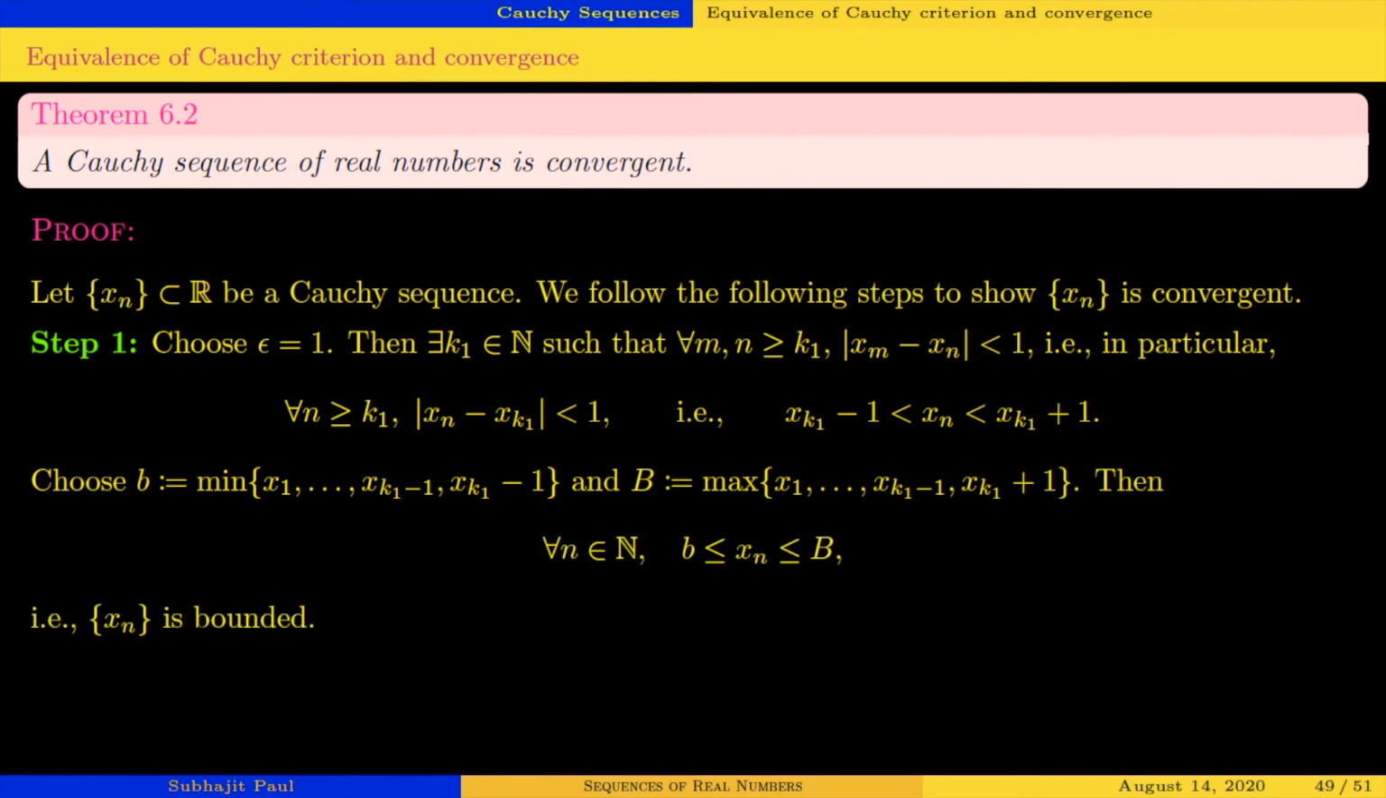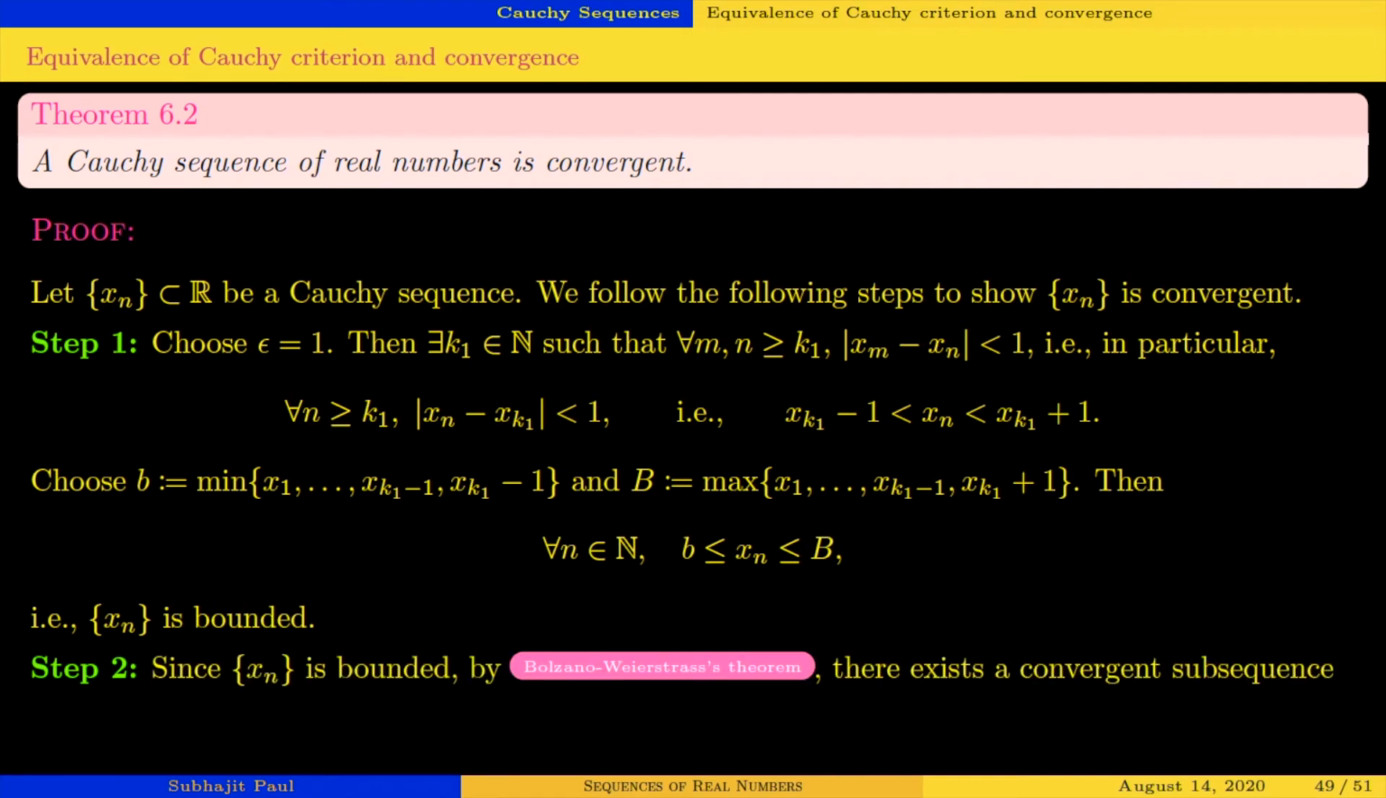So that shows the sequence is bounded. This proof has 3 steps. In the first step, we prove that a Cauchy sequence is always bounded. Second step, obviously, we have a bounded sequence, so we get a convergent subsequence. We have Bolzano-Weierstrass. Since xn is bounded, by the Bolzano-Weierstrass theorem there exists a convergent subsequence xnk of xn converging to x, say.